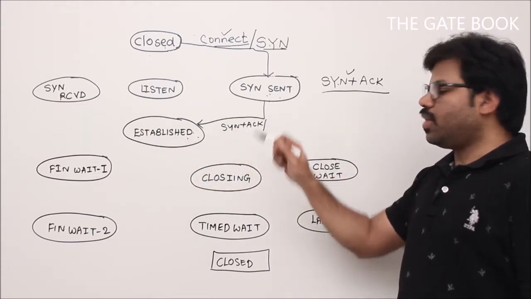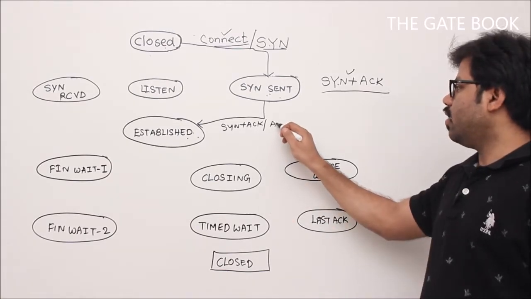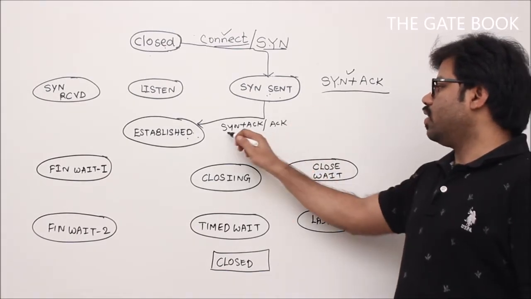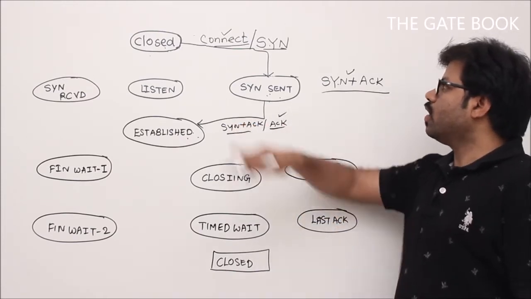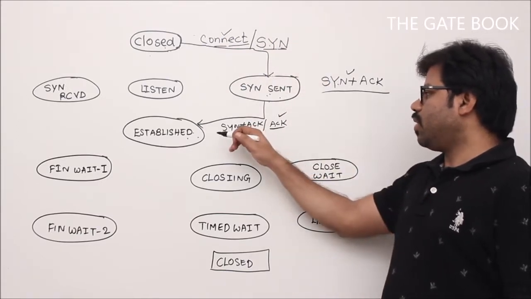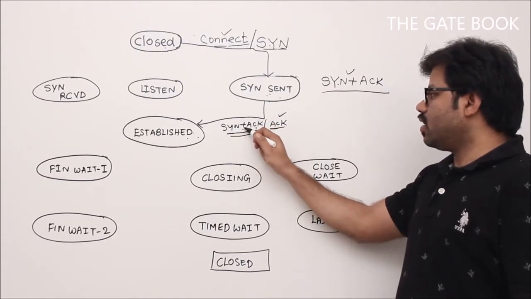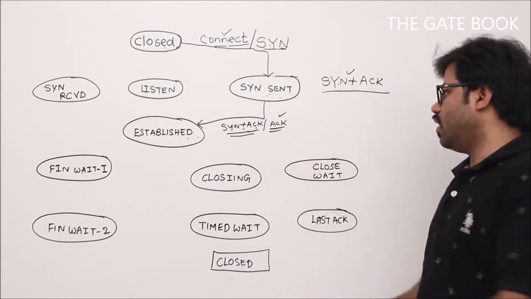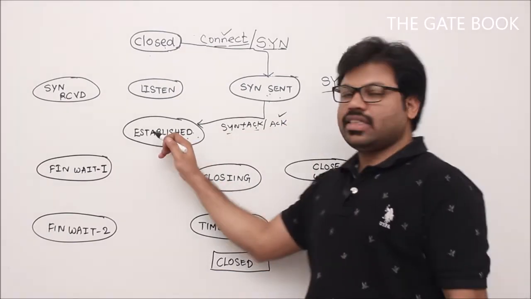But whenever you get SYN plus ACK, do you keep quiet or do you send anything? We send ACK back to the server. That's the reaction or action. So this is the input: input connect, then send SYN as output. And whenever SYN plus ACK is your input, you send ACK. Done. After that, we are in the established state.